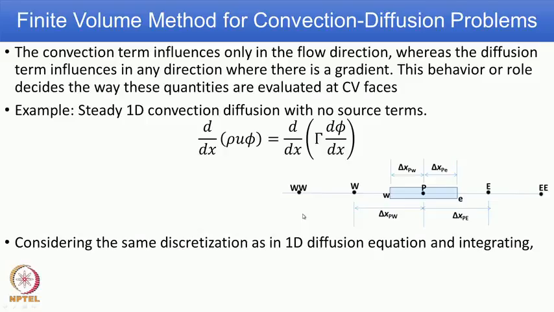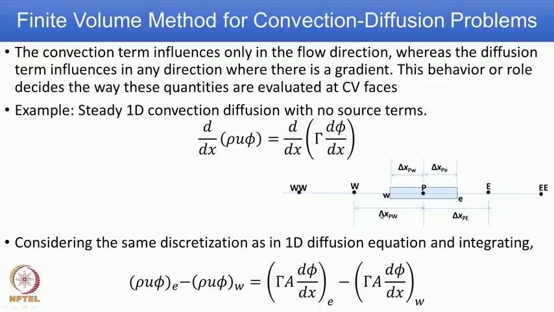So, considering the same discretization as in the 1D diffusion equation, integrating this equation over the control volume will result in a final form like this: rho u A phi evaluated at the east face minus rho u A phi evaluated at the west face equals gamma A d phi by dx evaluated at the east face minus gamma A d phi by dx evaluated at the west face. If you observe here, the right side terms are already familiar to you. We did that in detail when we did the 1D diffusion equation.